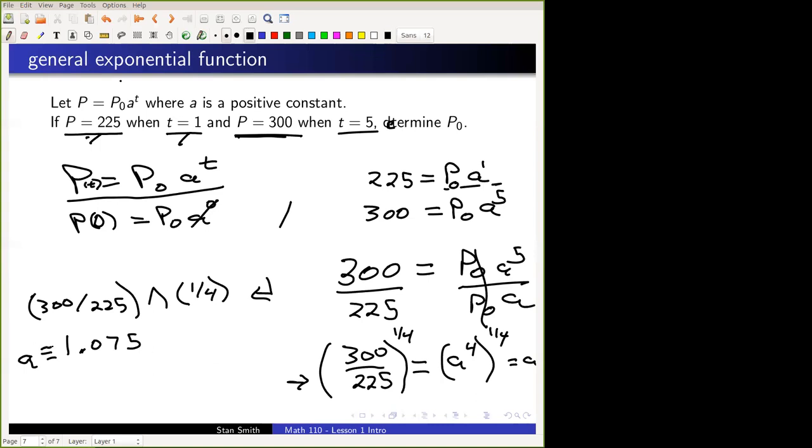And by the way, this is an approximation. It's 1.0746 something. So it's approximately 1.075. Now, what do we do with this information? Well, we can come up here now and evaluate P sub 0, because 225 is equal to P sub 0 times a to the 1 power. So if I divide 225 by 1.075, I'll end up with P sub 0, which I got 209. Any questions there?